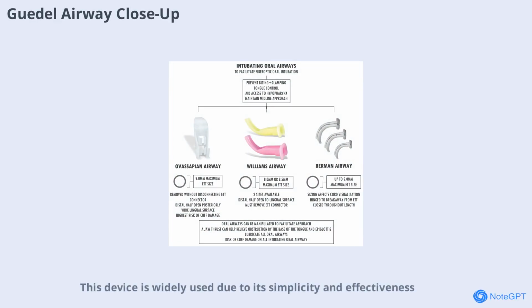This device is widely used due to its simplicity and effectiveness. It is made of plastic and comes in various sizes to fit different patients. The Guedel airway is inserted into the mouth following the curve of the tongue and helps maintain a clear passage for air. Its color-coded bite block makes it easy to identify the correct size quickly. This tool is a staple in emergency kits and operating rooms.